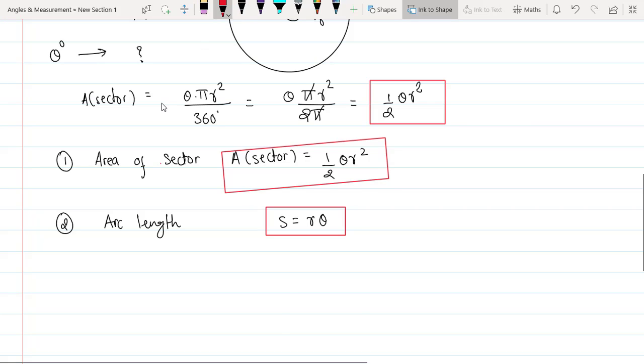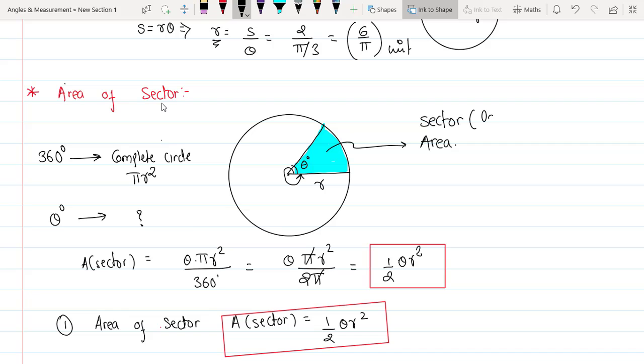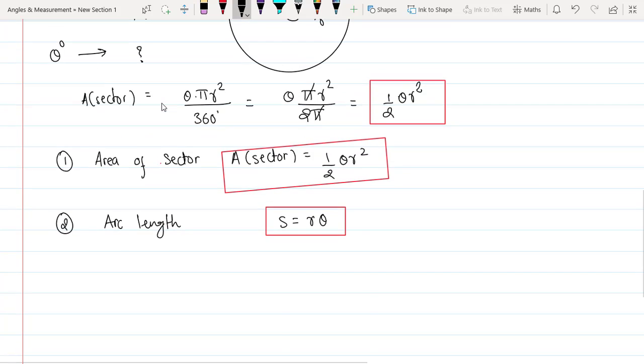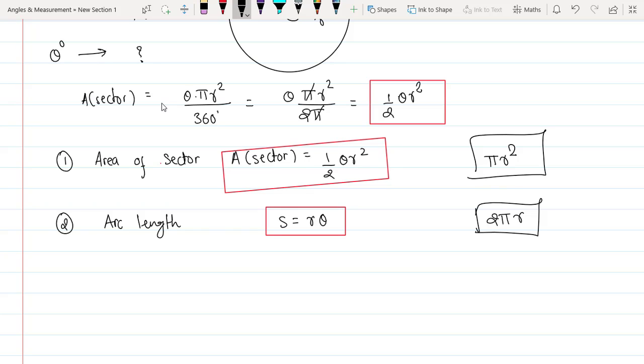Now if I relate this area of sector and the arc length with the actual circle, what happens? Sector means what? Always remember, it's a part of a circle. Remember, if it is a full circle, I have the area pi r square, and if it is a full circle, the arc length will be 2 pi r. Remember this also. From this we derived these formulas, don't forget that.